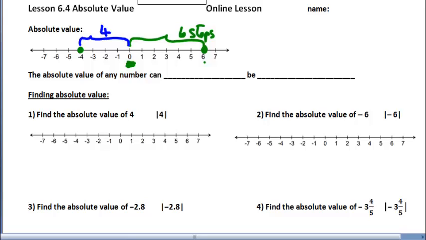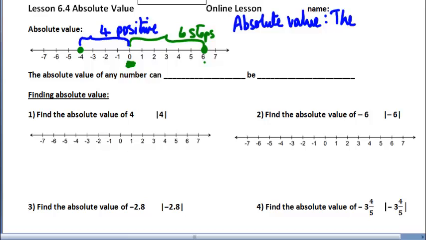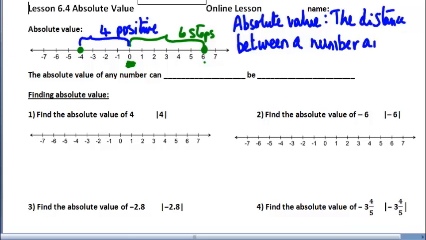So when you notice, this distance is always going to be a positive number, because we are talking in terms of distance, and distance is never negative. We talked about this in class. So absolute value can be defined as the distance between a number and 0 on the number line.